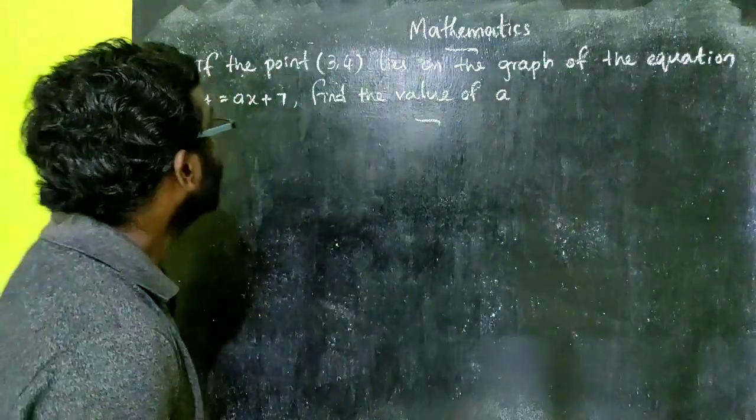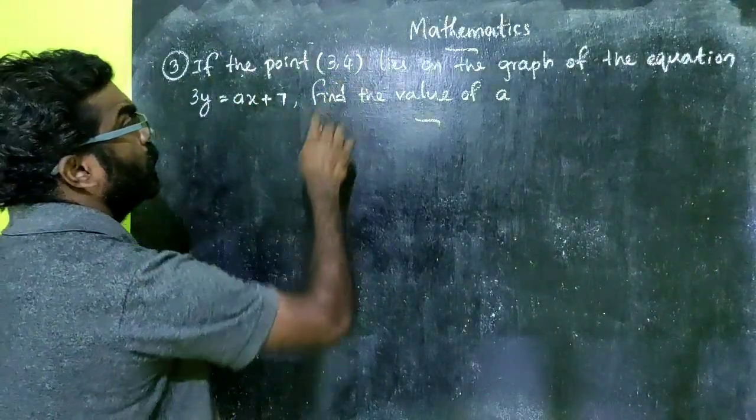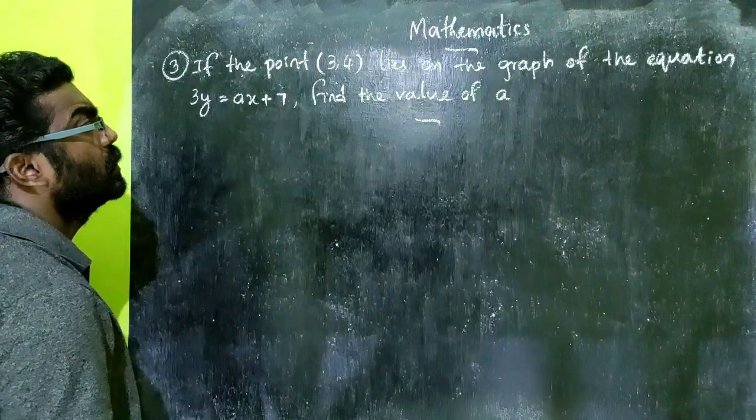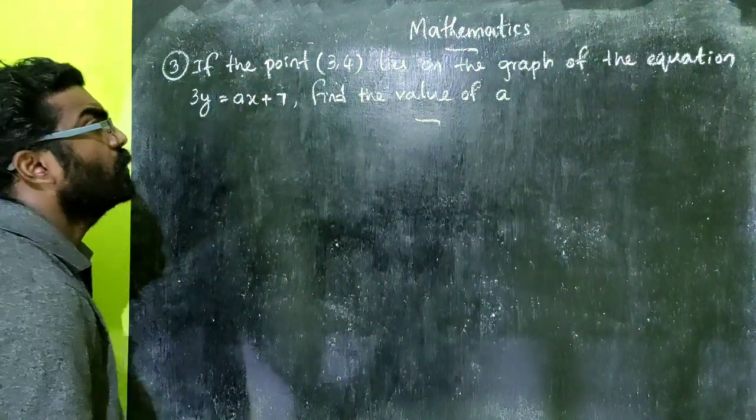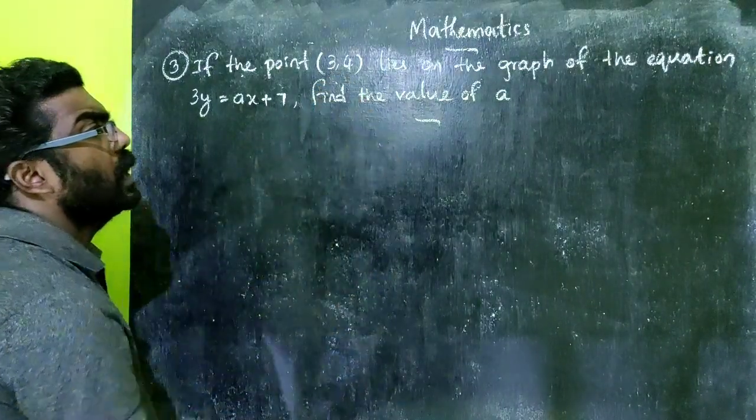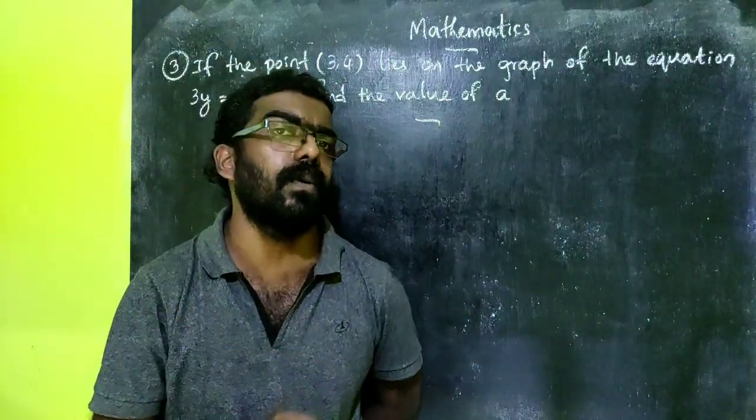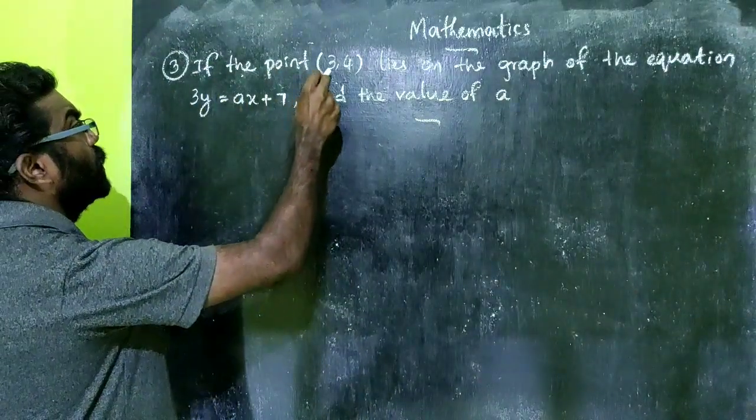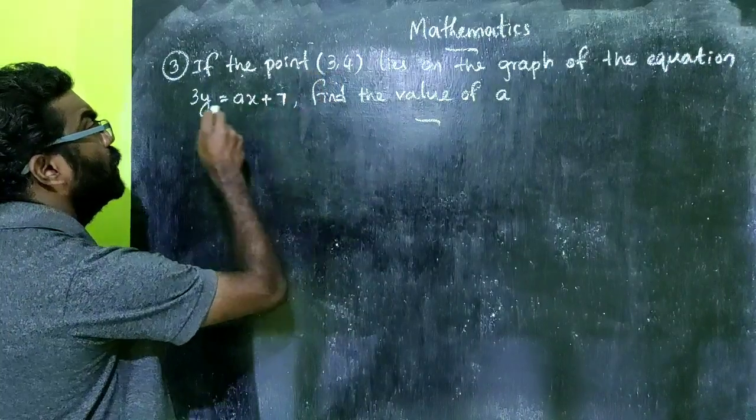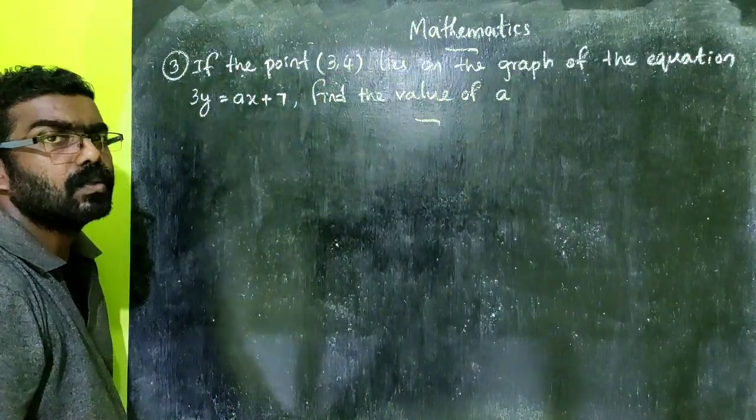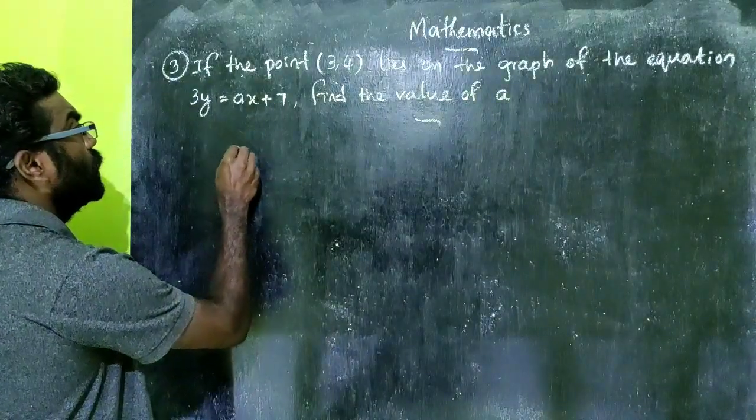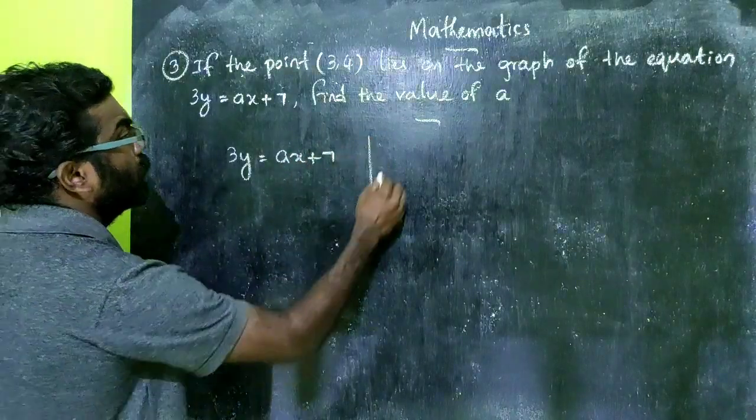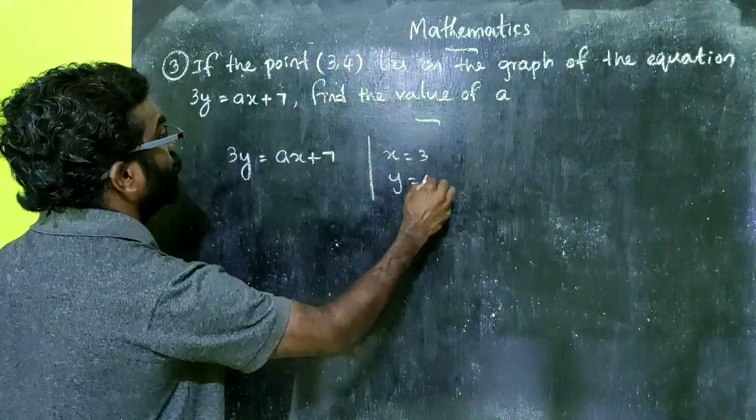Here the next question is, if the point (3, 4) lies on the graph of the equation 3y equal to ax plus 7, find the value of a. So (3, 4) lies on the graph of the equation means (3, 4) is a solution of this equation. That means if we replace x by 3 and y by 4 in this equation, the equation becomes true. So here we can write 3y equal to ax plus 7 and we can put x equal to 3 and y equal to 4.